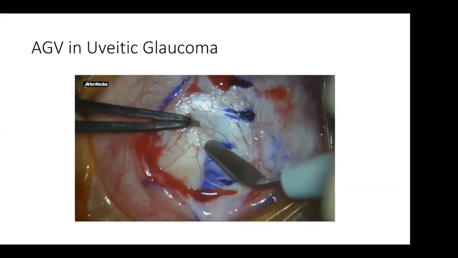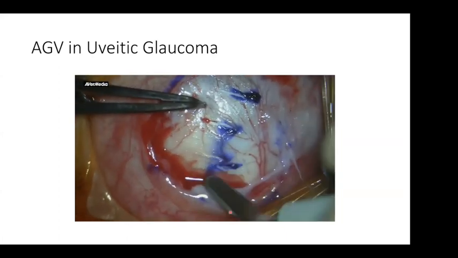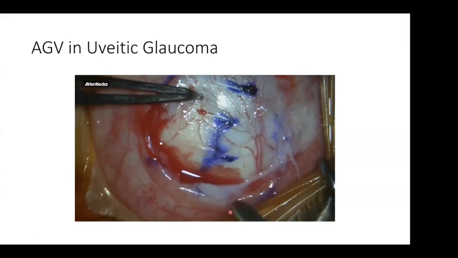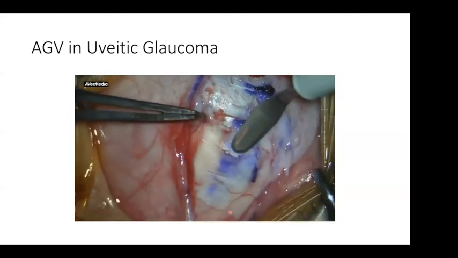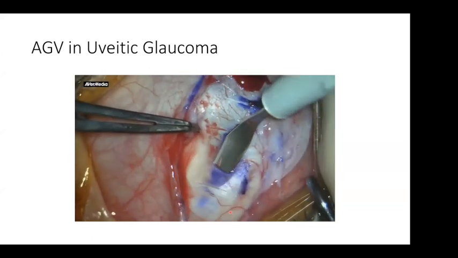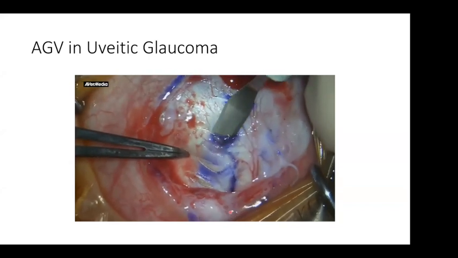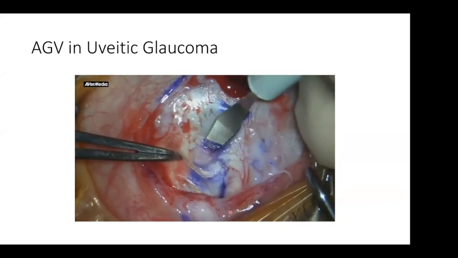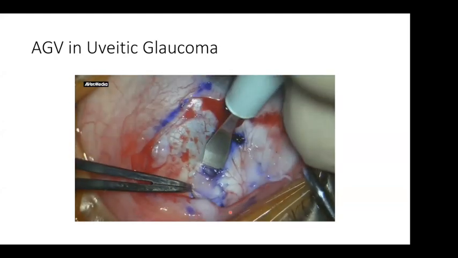But with uveitic glaucoma, the most important thing is the integration with the rheumatologist and with my colleagues, because they give me some advice regarding the perioperative preparation. Usually we give systemic steroids, short acting steroids, and we inject Kenacort at the conclusion of the surgery.